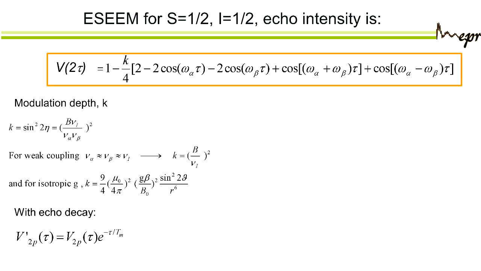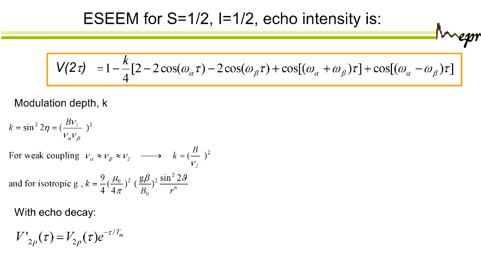So let's look at it. The echo is a function of tau. We have 1 minus k, and this k is the modulation depth. If we look at this k, you remember we had this sine square, this eta before that was related to the intensity of the forbidden transitions, and it's given by b. So this is this b term, ni I over ni alpha ni beta square. So you have to have a b there.